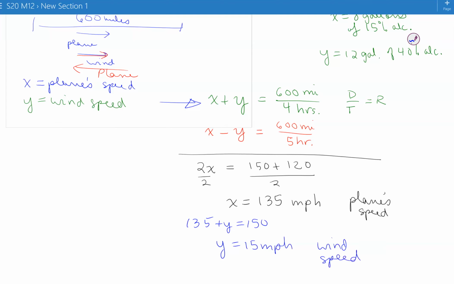Okay, and that's all we have for these 3 sections.